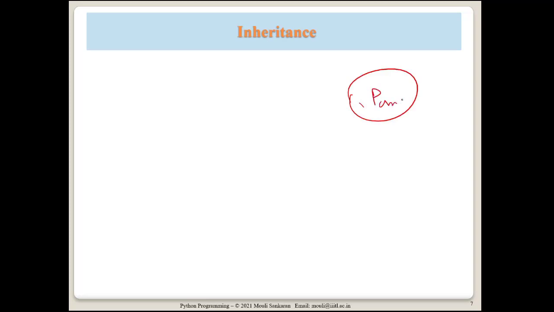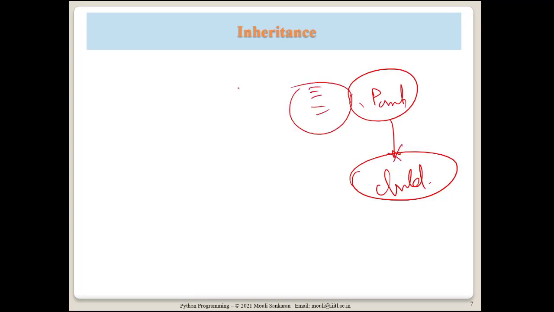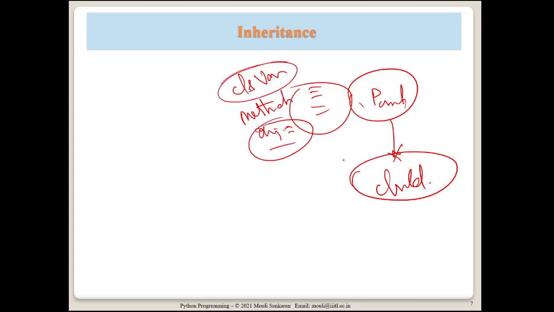A parent class, and then a child class inherits that. Whatever is defined here, what all can be there? As far as we have learned now, class variables could be there, some methods will be there, and some object level attributes also will be there. Now, what happens when you inherit?